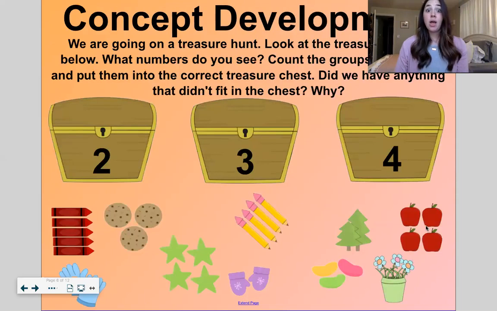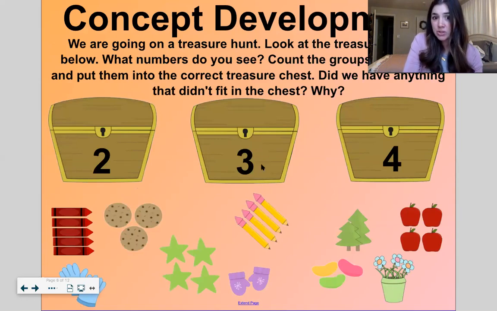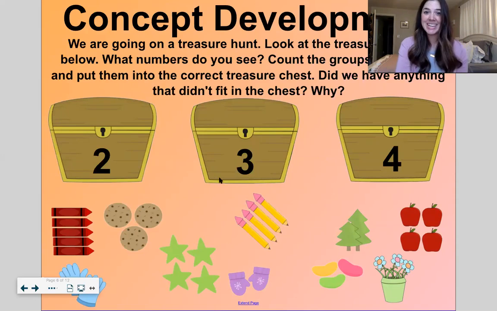All right, here is our concept development for the day. I told you we're going to work on counting sets of objects and putting them in their correct space. So let's pretend that we're pirates and we're going on a treasure hunt. Look at the treasure chests below. What numbers do you see? What number do you see right here? 2. That's how old my son is. What number do you see right here? 3. Yes. And what number do you see right here? 4. Yes. So we are going to count these groups of objects down here and put them in their correct treasure chest.